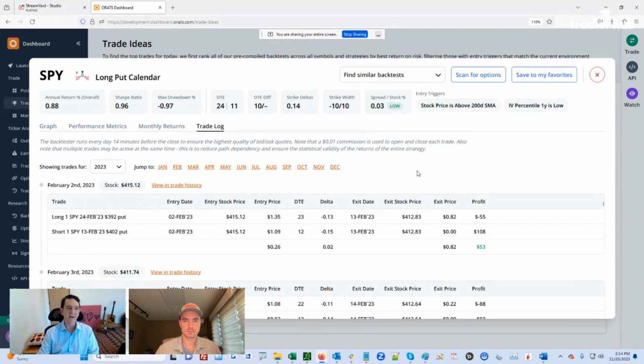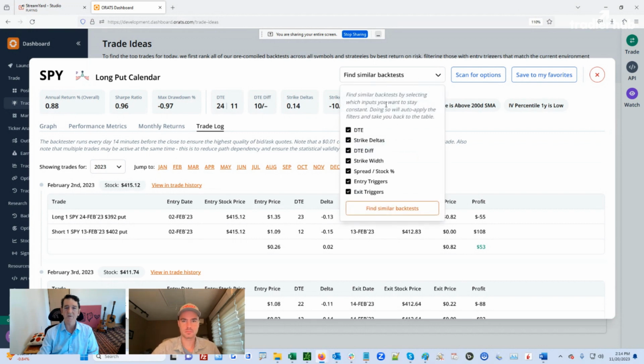The next step that I like to do, and I think it's a responsible thing, is to look at similar backtests, because we could have overfit this. There's a lot of moving parts. There's a lot of filters that we have. So let's find some similar backtests. Make sure we're not overfitting.